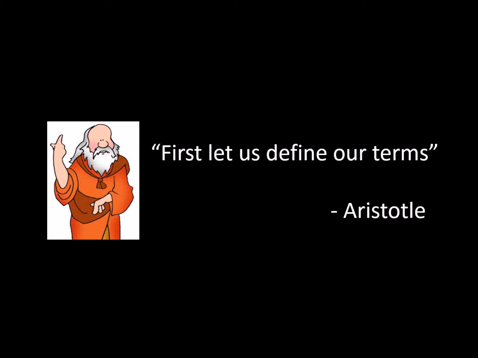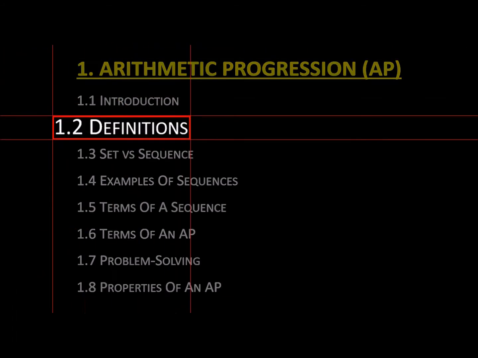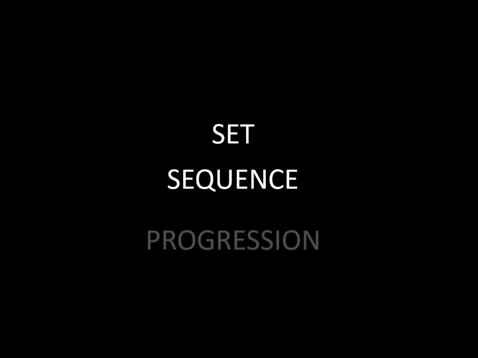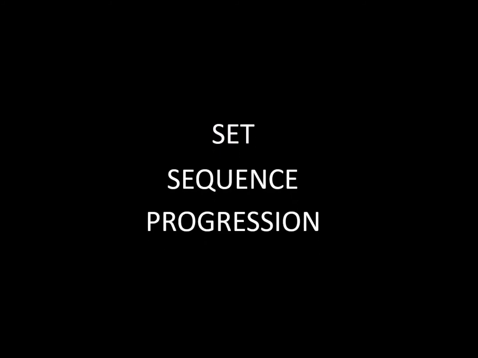So in the context of arithmetic progressions, let's begin with definitions. For arithmetic progression, there are three things that we need to be familiar with, three concepts that we need to define, and they are a set, a sequence, and a progression. Begin with a set. Now what do we mean by a set? A set is a collection of distinct elements.